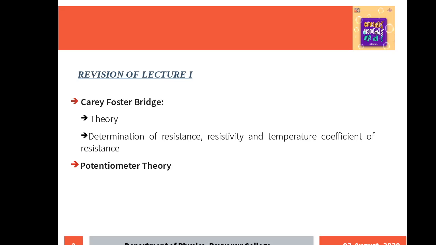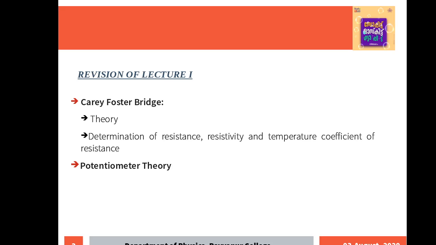I think you are remembering that. RT minus R0 is equal to alpha into R0 T. If you rearrange that, you get RT equals R0 plus R0 alpha T. You can take R0 outside, R0 into 1 plus alpha T. So we can write the equation RT equals R0 into 1 plus alpha T.